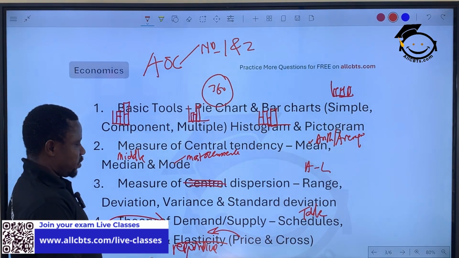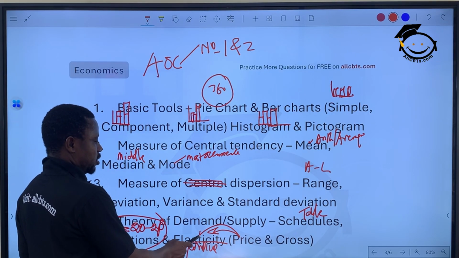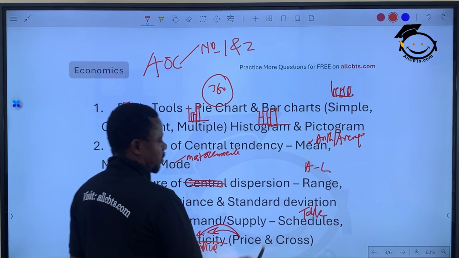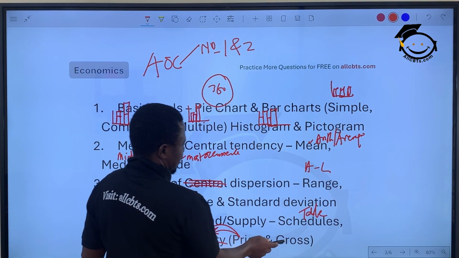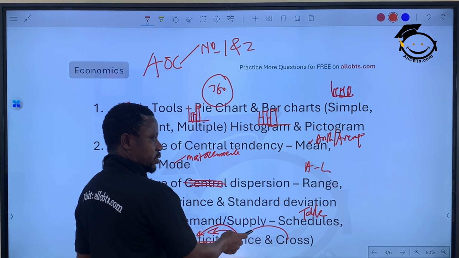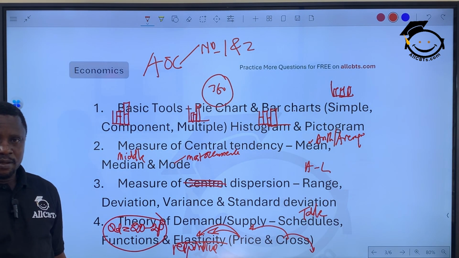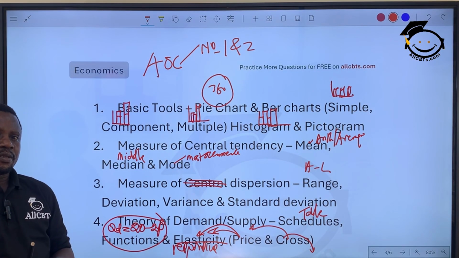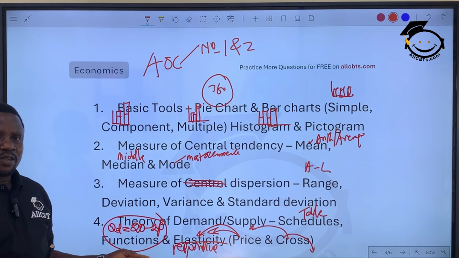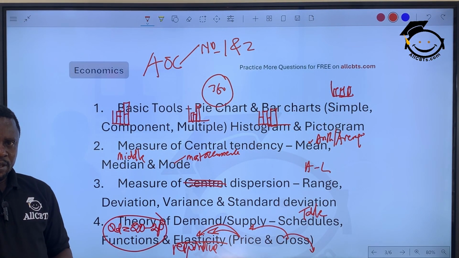So responsiveness, either to price or to cost. That means price brought about change in the demand or the supply. But when we say cross, look at the word cross. It means that when the price of a product affects the demand of another product. Why? Maybe the two products are competitive or complementary as joint. So the price of one will eventually affect the other, and that is what we call cross elasticity of demand. So you can also have calculation on that too.